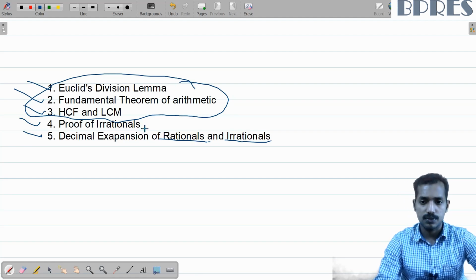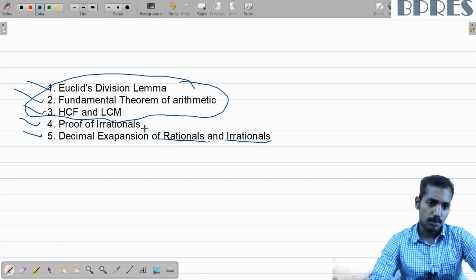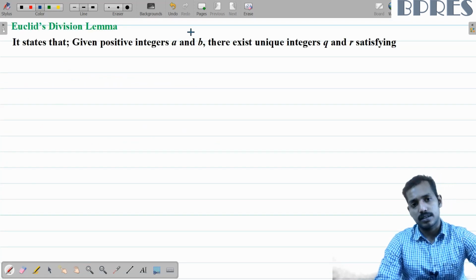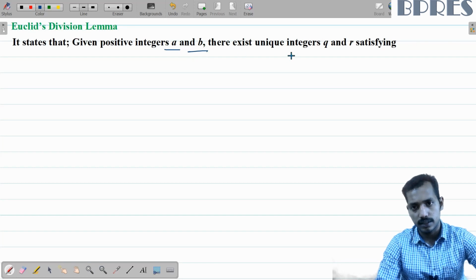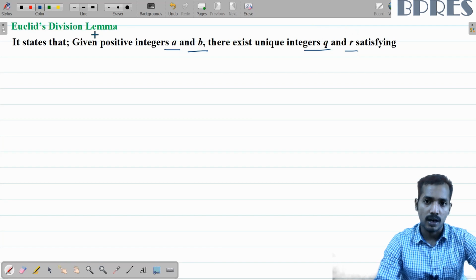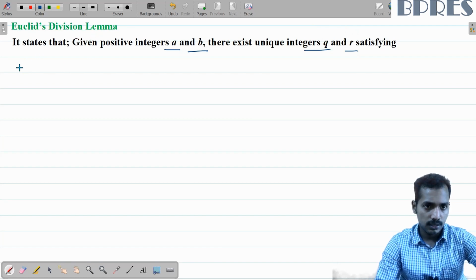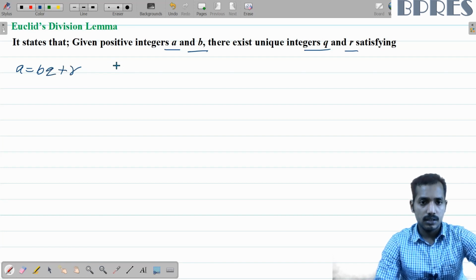Okay, so let's start with the Euclid division lemma. What does it state? Given positive integers a and b, there exist another 2 integers q and r satisfying the condition that a is equal to bq plus r, and the range of r is given that it should be greater than or equal to 0 and less than b.